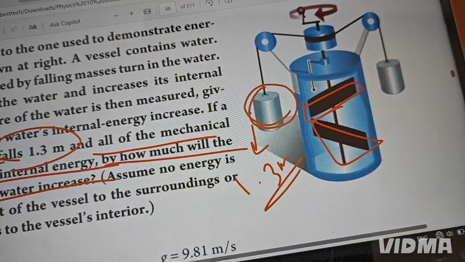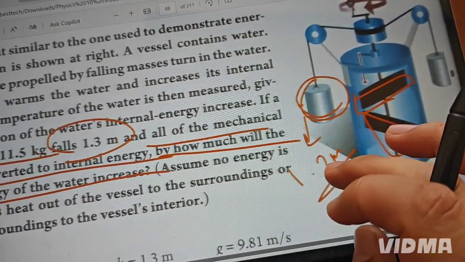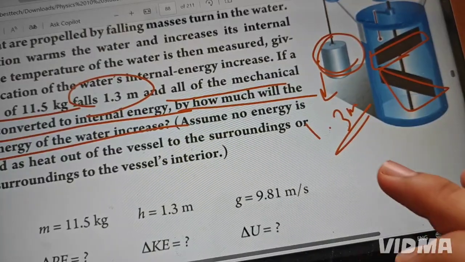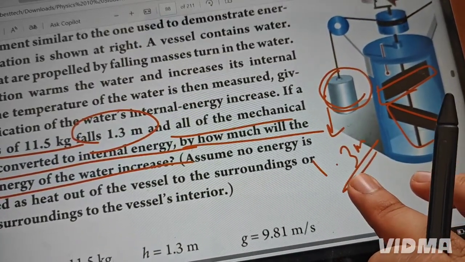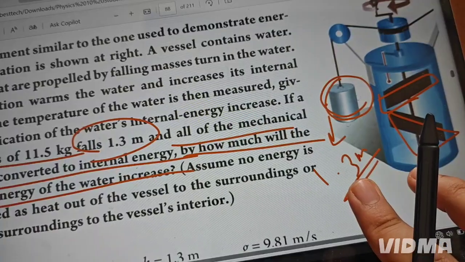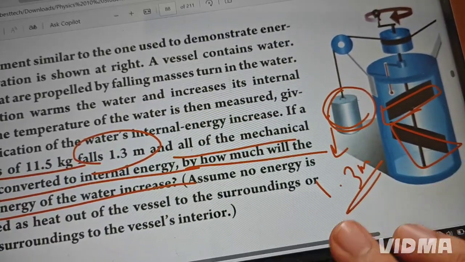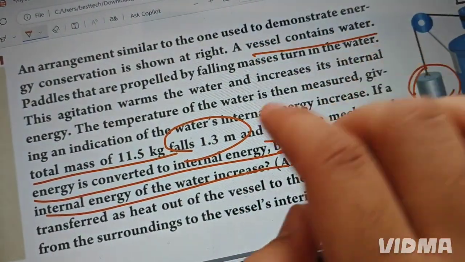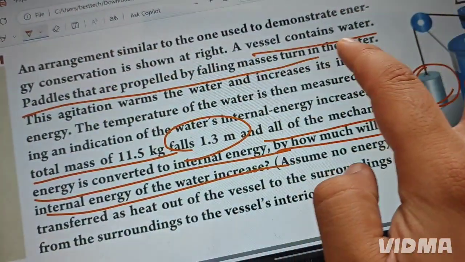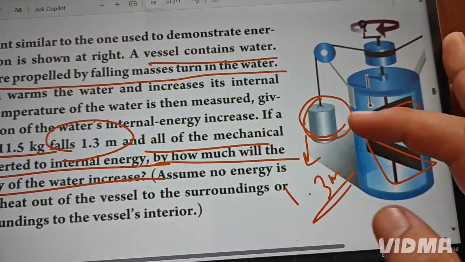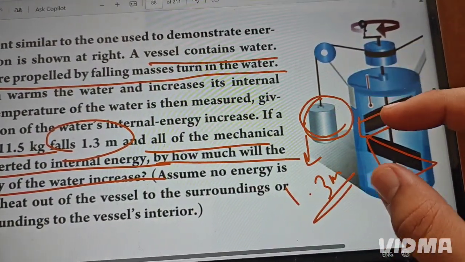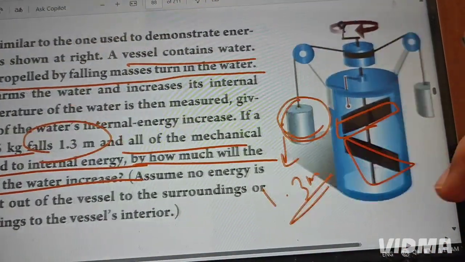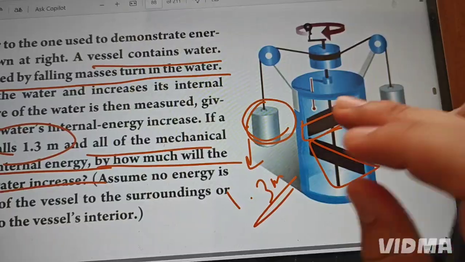Now we are going to be solving. The question asks how much the internal energy will be, which means find the internal energy. This is called a paddle. A vessel contains water, and the paddles are propelled by a falling mass, turning in the water. This mass falls down and the paddle is going to be rotated like that. It increases the kinetic energy of the particle.